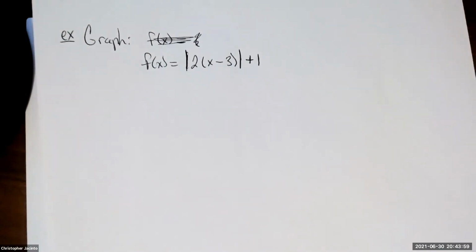So let's do this one. We want to graph the absolute value of 2x minus 3 plus 1. Again, I don't want to distribute it because that number is very special to us when it comes to it.